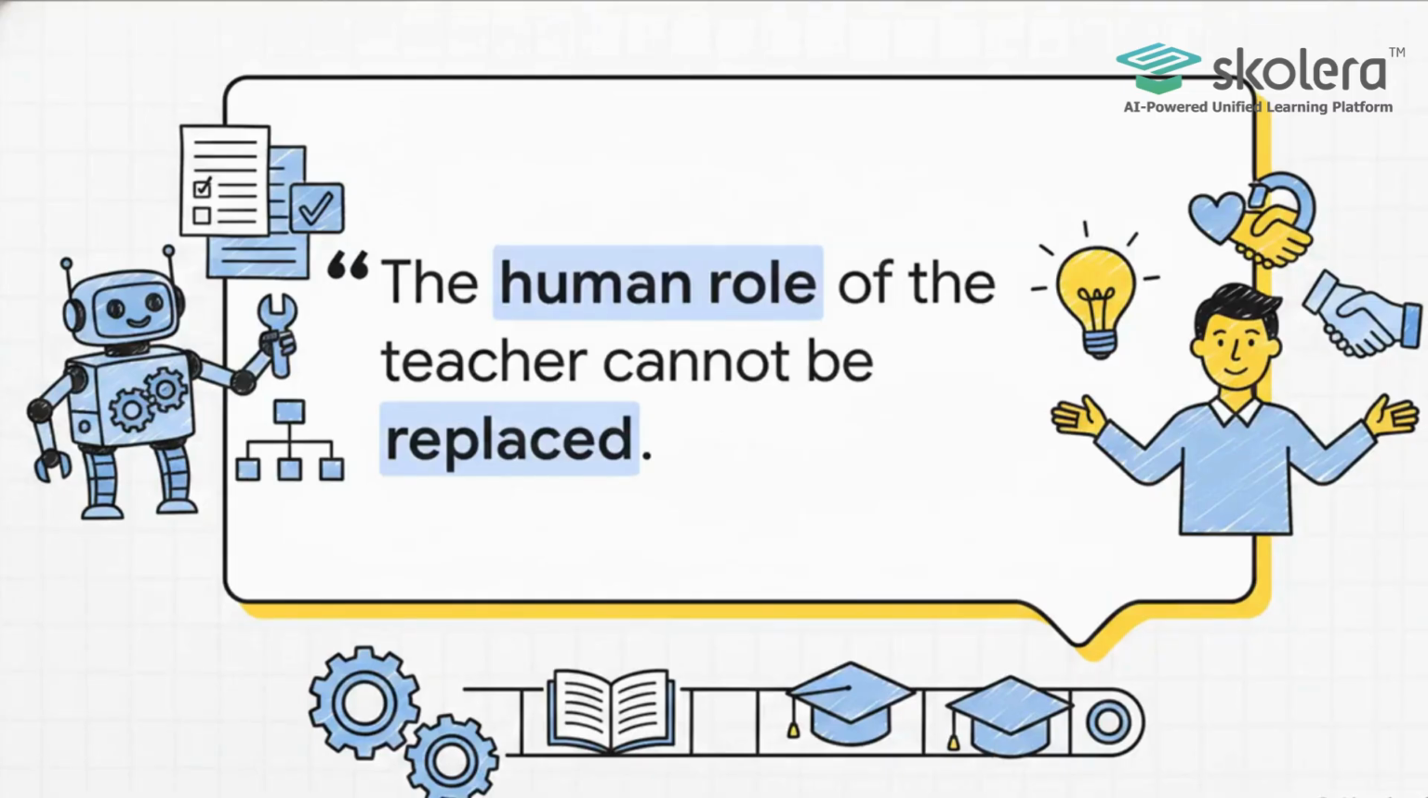I want to leave you with this absolutely vital thought today. Despite all this incredible cutting-edge technology, the human role of the teacher absolutely cannot be replaced. Human interaction is the essential element here. Automation is really just designed to handle the tedious tasks, completely freeing up educators so their irreplaceable empathy, mentorship, and inspiration can actually thrive. When we automate the operations, we humanize the education.